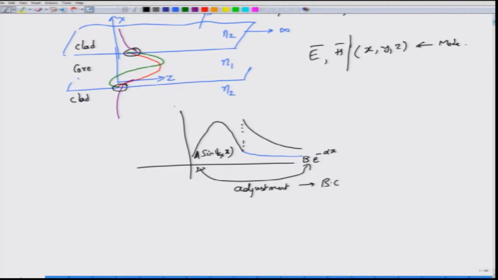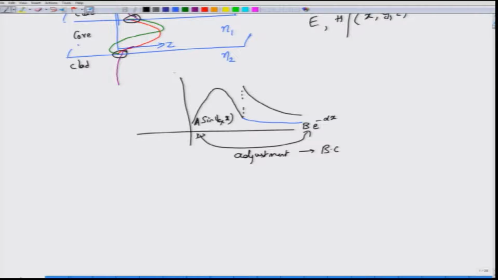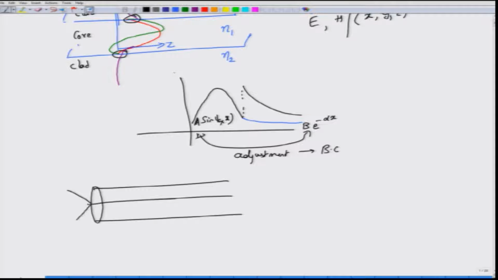Now, is it always possible that I end up with a guided mode, that is, energy confined in the core? Actually no. If you look at our example in the previous module where we were discussing the concept of acceptance angle, we said that for a fiber there exists something called an acceptance angle, within which if your light wave is incident, then this light wave is guaranteed to be guided inside the waveguide.